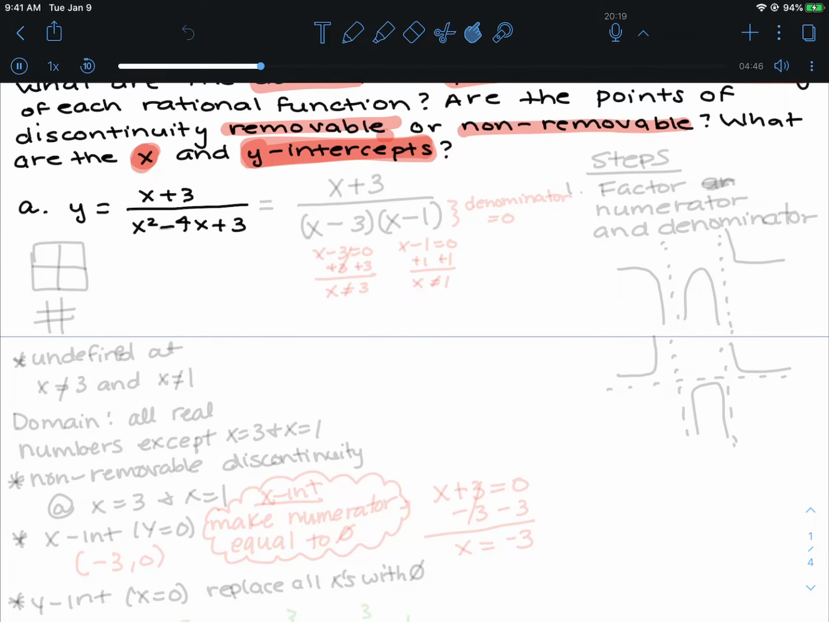Whenever you're trying to find discontinuity or continuity, the first thing you're going to do, because your functions are going to be in this form where you have trinomials and binomials, is factor the numerator and the denominator. You want to factor both because they are going to help you figure out either the domain, the range, or the x or y intercepts. So you need to make sure that you factor the numerator and the denominator.